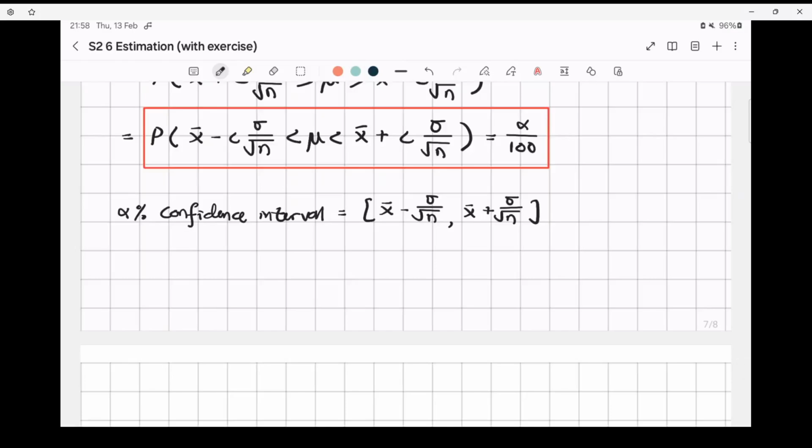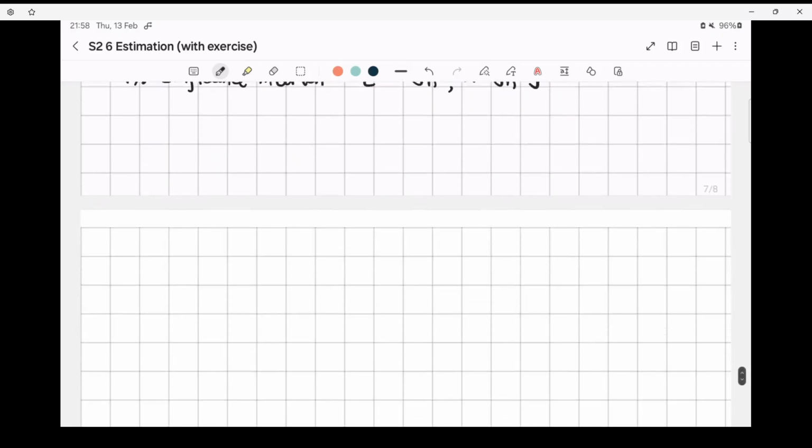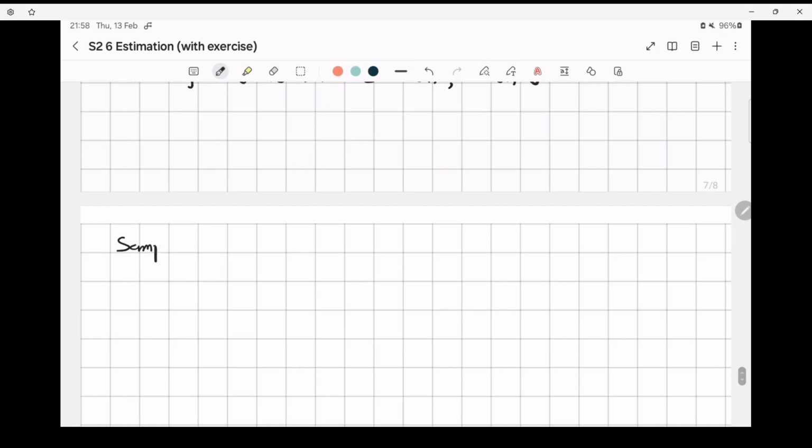Hi, welcome back. So in this last video, we will just cover what is sample proportion and the confidence interval of sample proportion. The reason why we also have another sampling method, which is called the sample proportion, is because sometimes you don't want to test the mean. You want to test some other statistical measures.